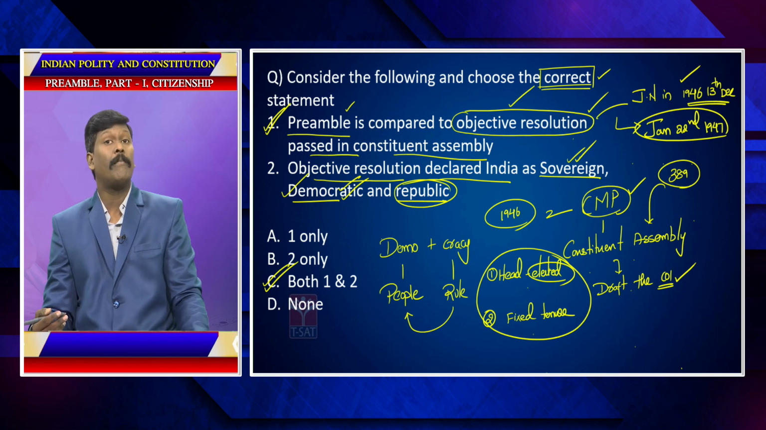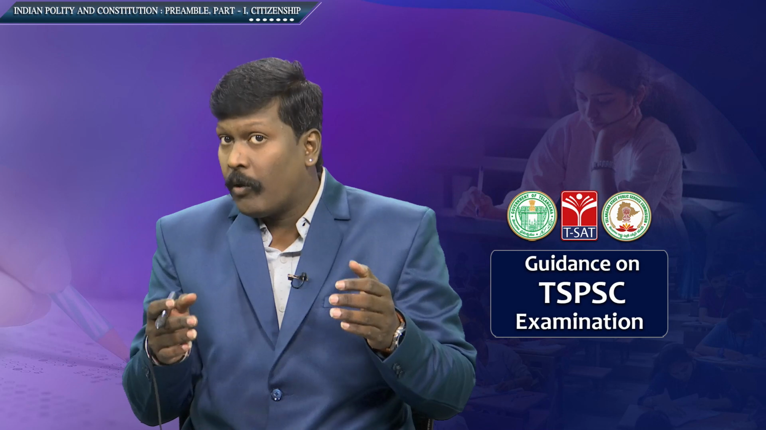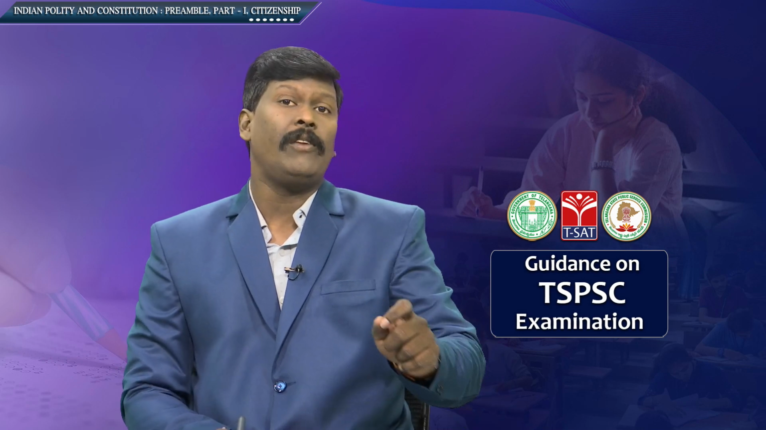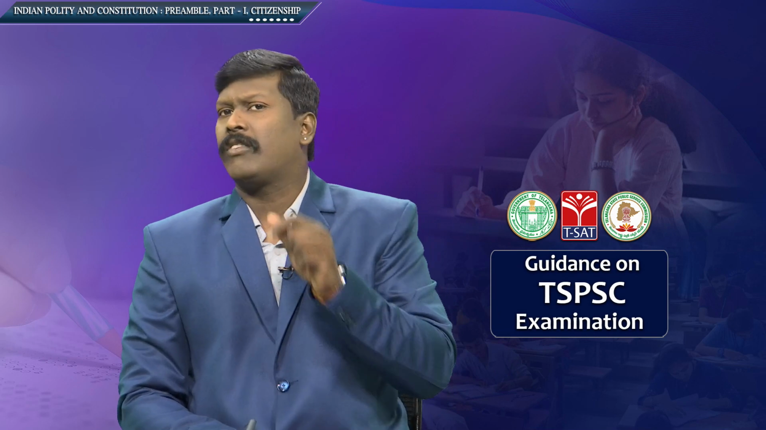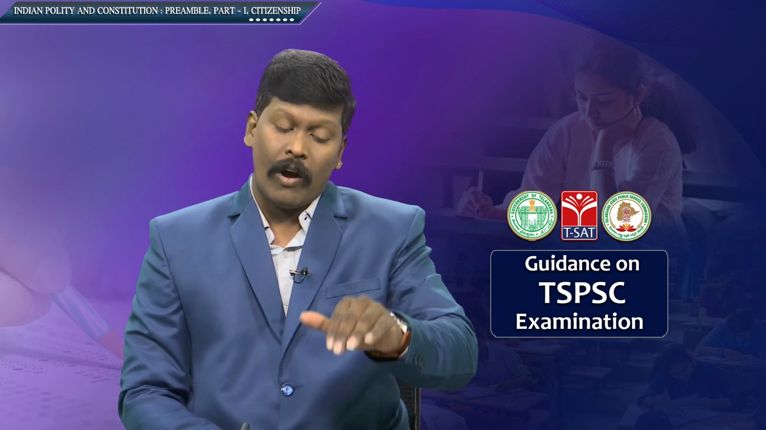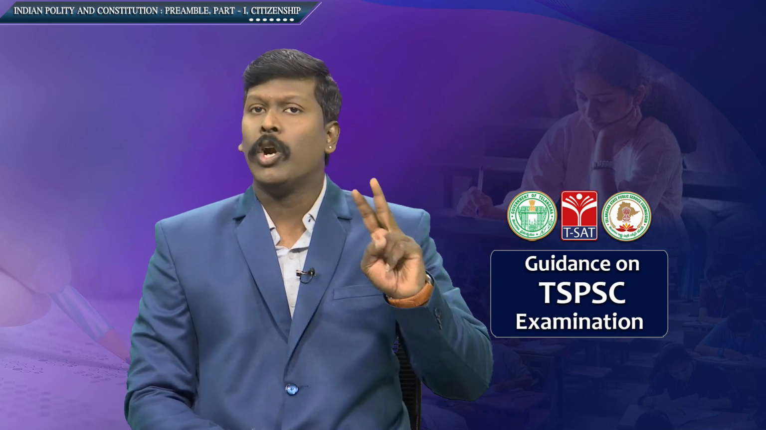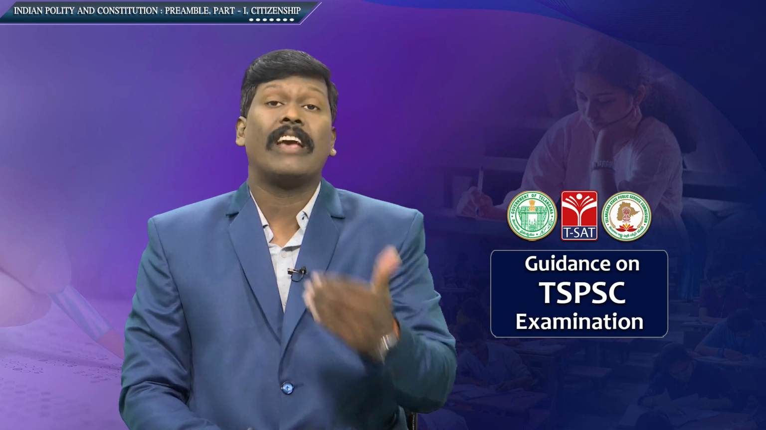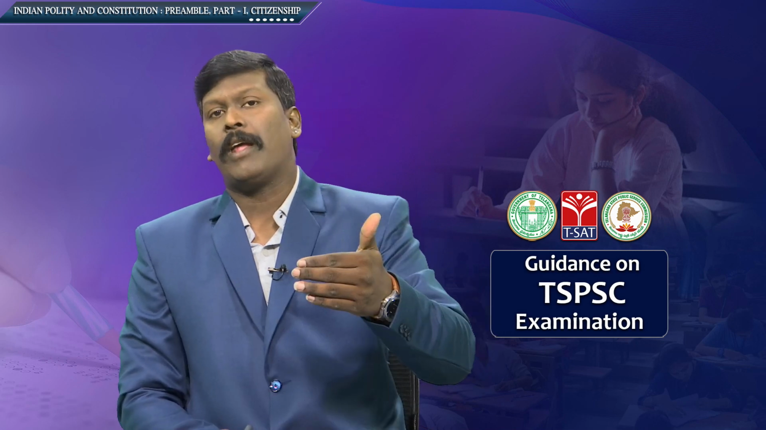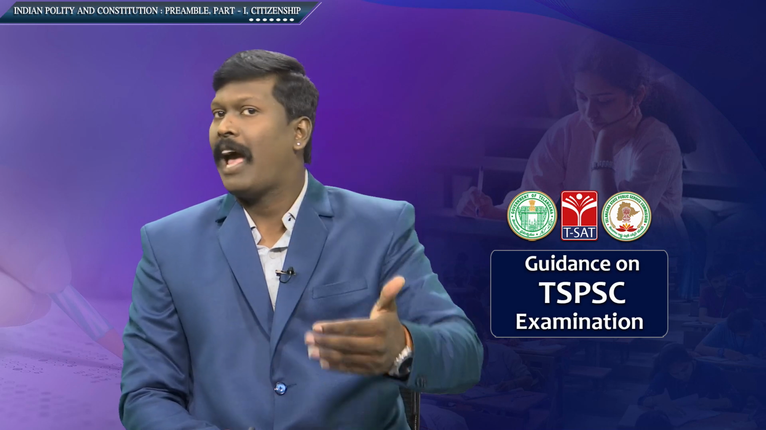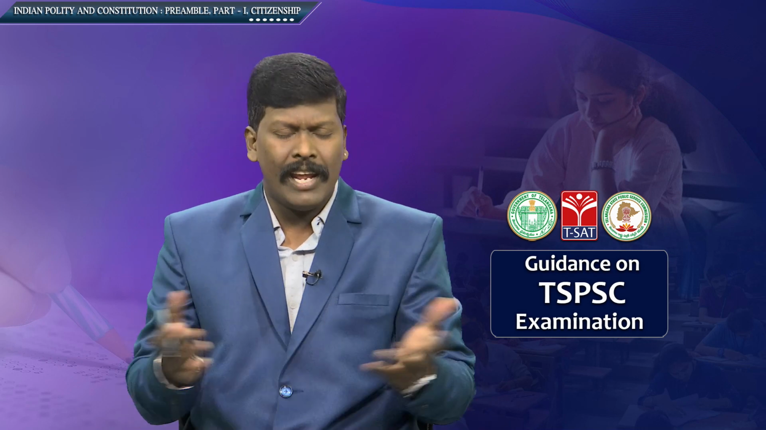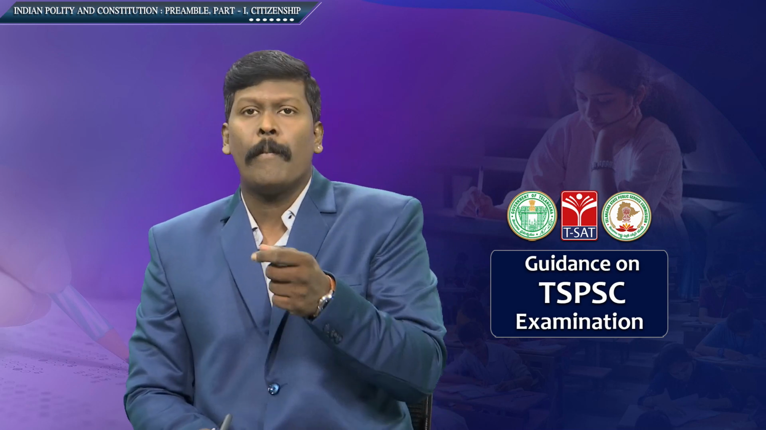Now, even the preamble in the original Constitution, that is the Constitution which is not amended, in 1950, whenever the Constitution came into force, declared India as sovereign, democratic and republic only. Afterwards, by the 42nd Constitutional Amendment Act, 2 words were added into the preamble. They are secular and socialist. The 42nd Constitutional Amendment Act is called the Mini Constitution of India, because many changes were brought into the Indian Constitution by this particular amendment.